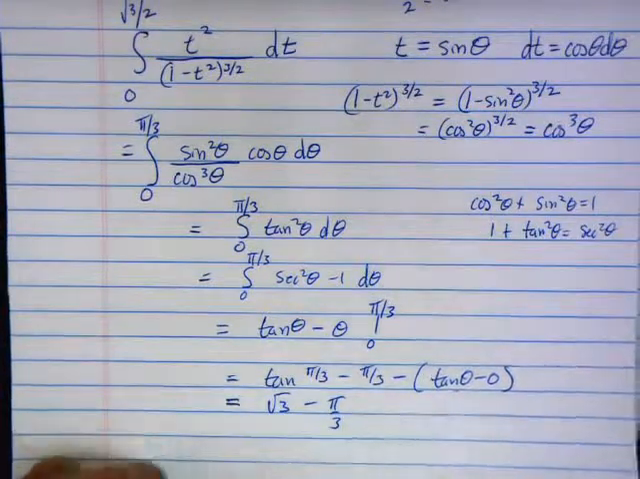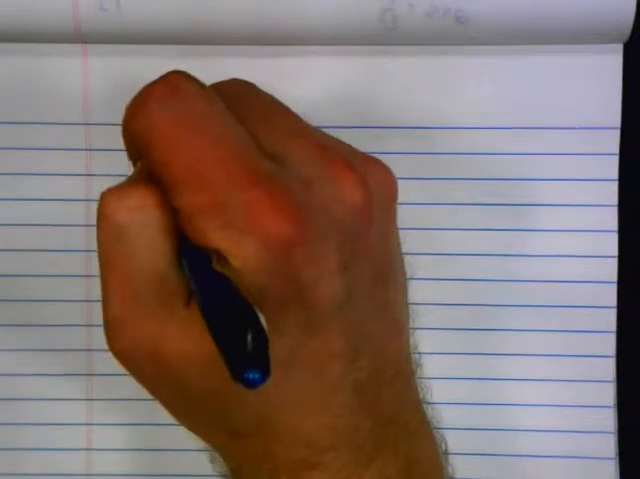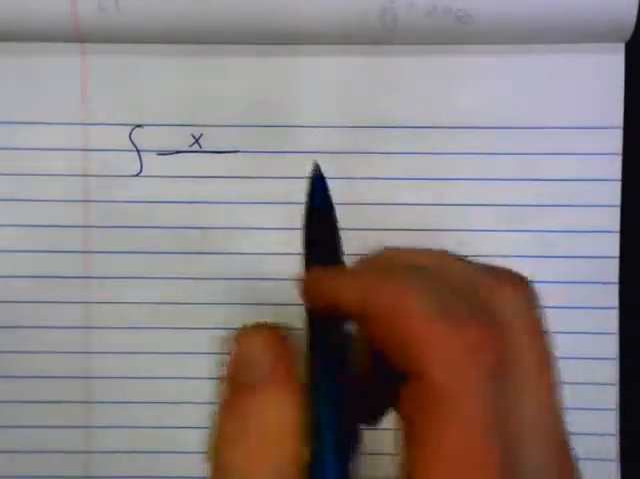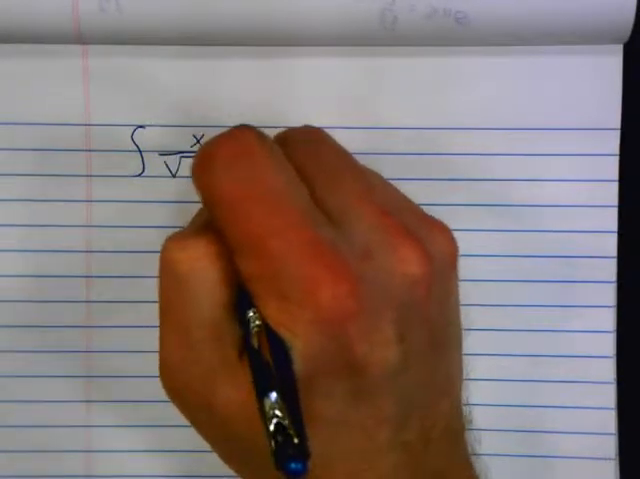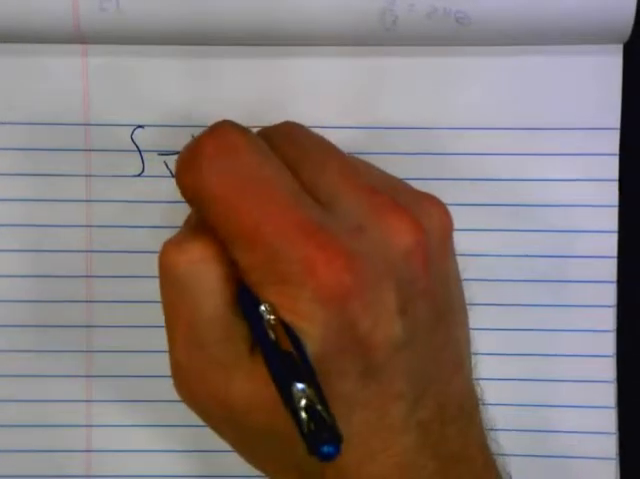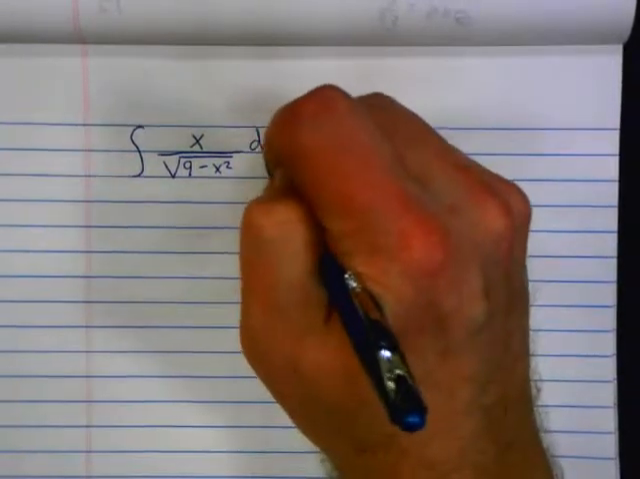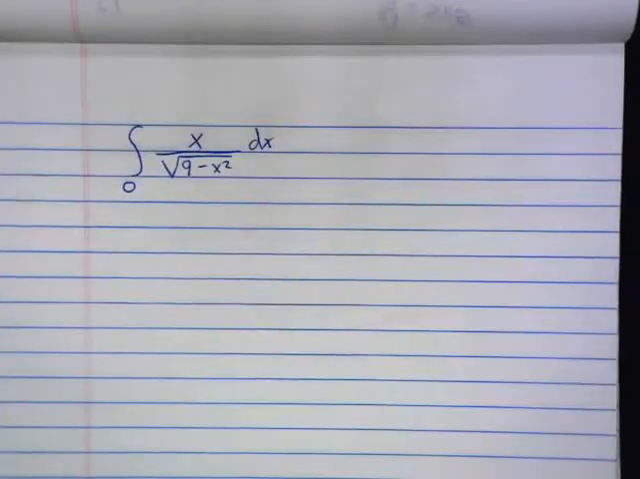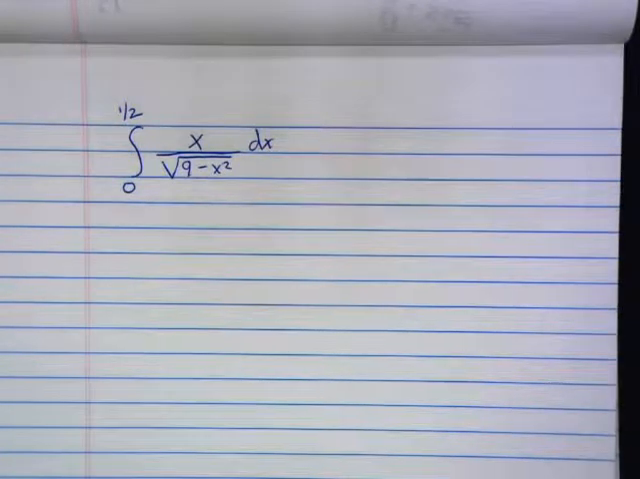All right, let's try another definite one then. Let's see if I can just make one up. How about the integral of x divided by the square root of 9 minus x squared dx. And we're going to go from 0 to a half. I think that will work.